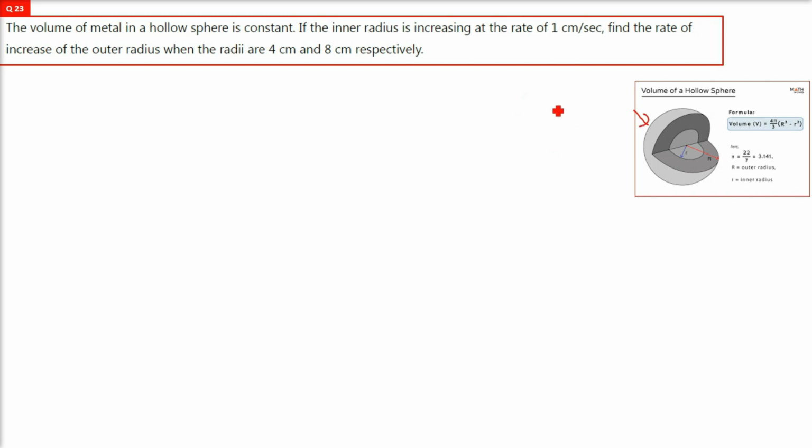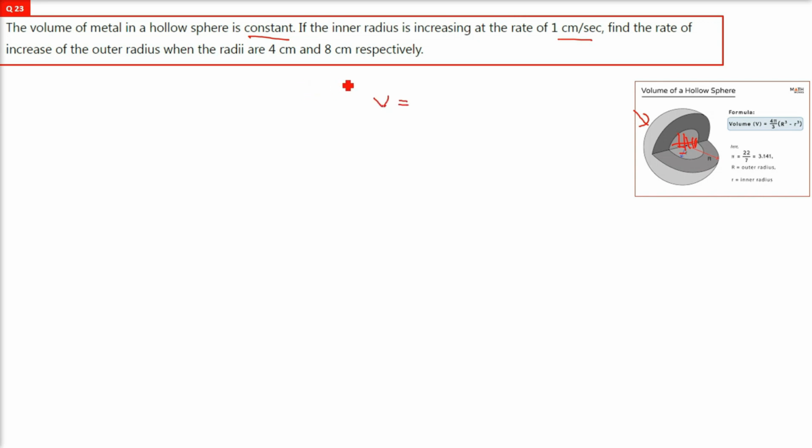Hollow sphere means what? A ball with quite a thickness. So we will have two radii here, the inner radius and the outer radius. The volume of metal in a hollow sphere is constant, if the inner radius is increasing at a rate of 1 centimeter per second.